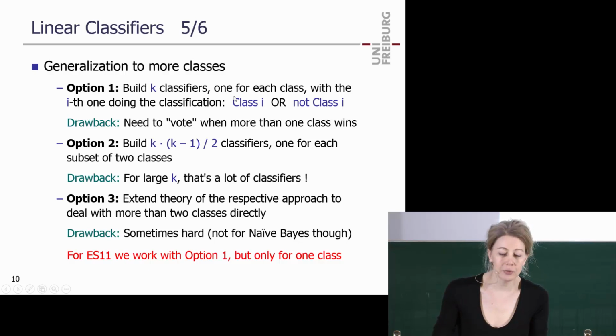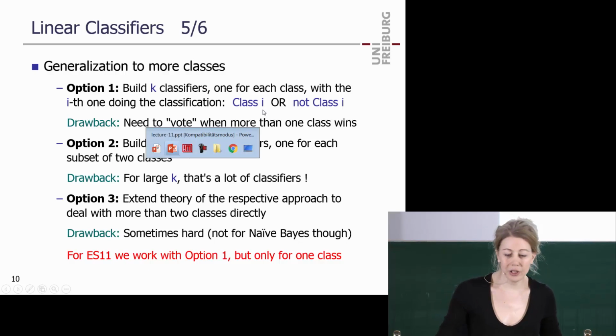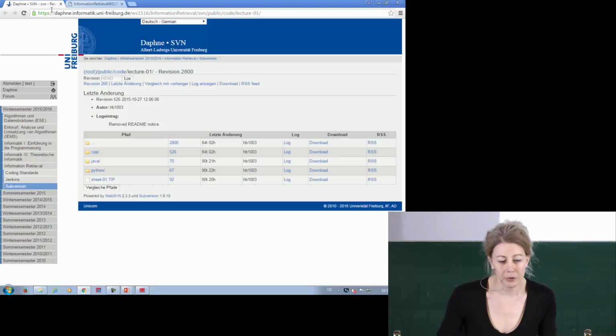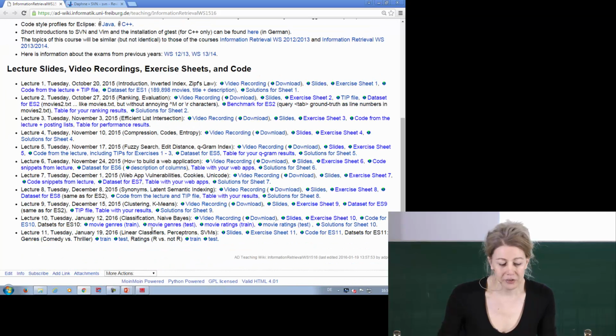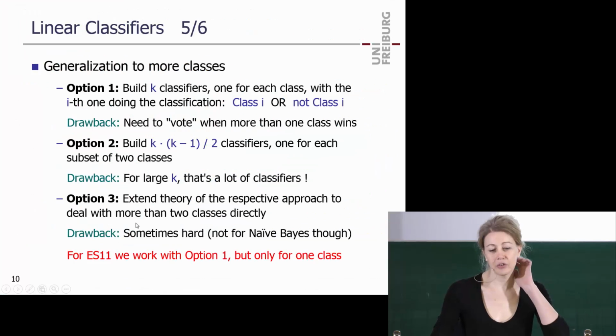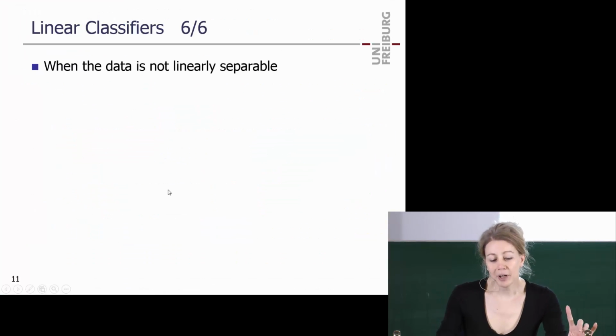For the exercise sheet, you will just do this. And actually, we already did all the preparations for you because we are so nice. So here you did comedy versus thriller. Here it's not comedy versus not comedy, but 2 classes. And here it's R versus not R. So in any case, it's just 2-class classification for the exercise sheet. What about when the data is not linearly separable?